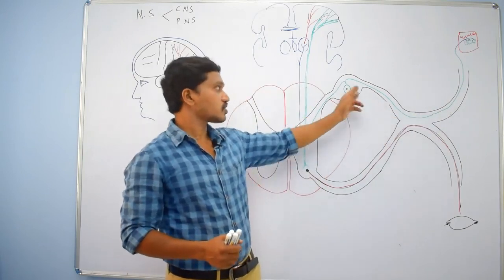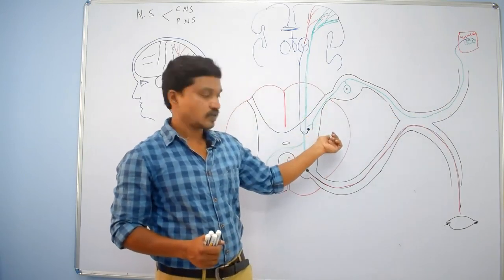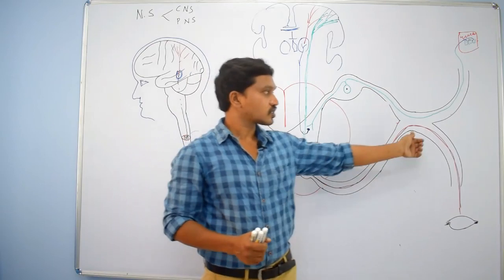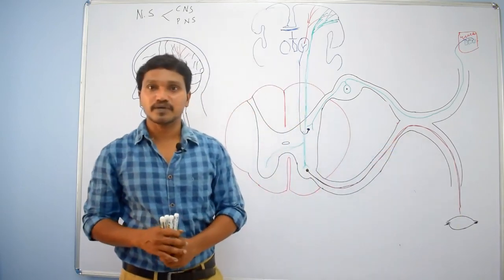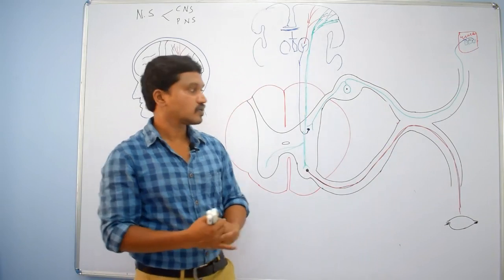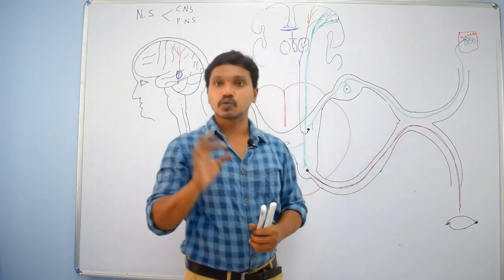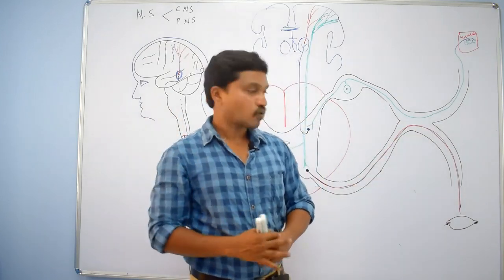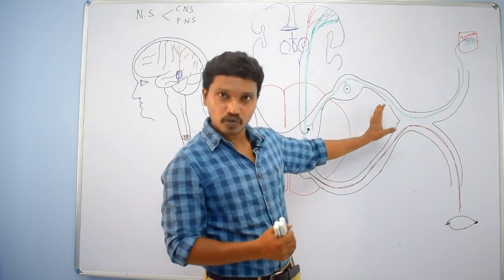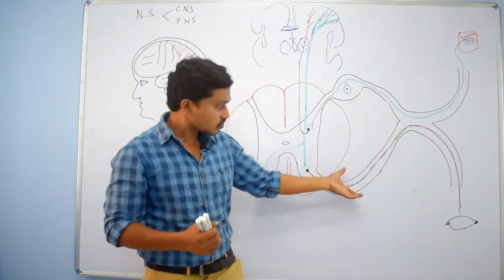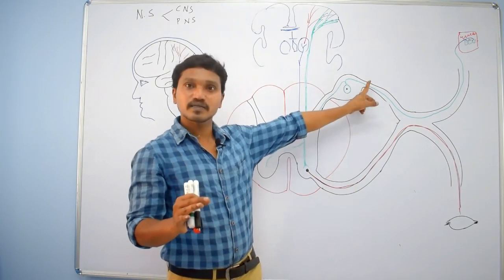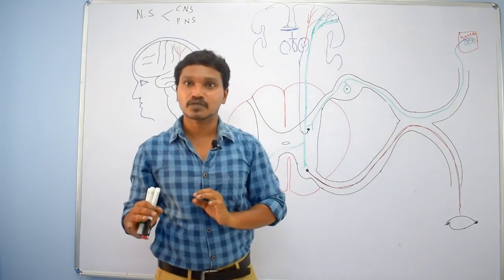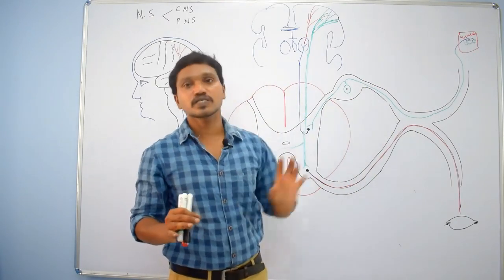One more thing you have to remember here: I have drawn sensory in the posterior primary rami, posterior root and posterior horns, and motor in the anterior root, spinal nerve and anterior primary rami. I never mean that anterior primary rami contain only motor and posterior primary rami contain only sensory. Only the anterior root and posterior root differ: the anterior root contains motor, the posterior root contains sensory. But the spinal nerve is mixed, containing both sensory and motor.